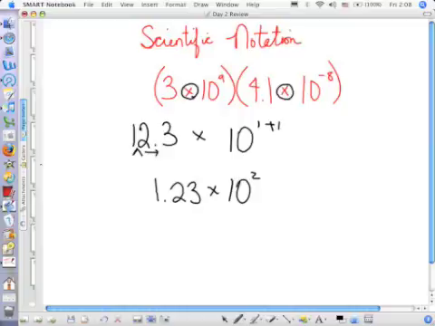Correct. You don't want to ask which direction do I move it to get it in the proper location, because the exponent here tells us not how to put it in scientific notation. It tells us how to get it out of scientific notation. Okay?